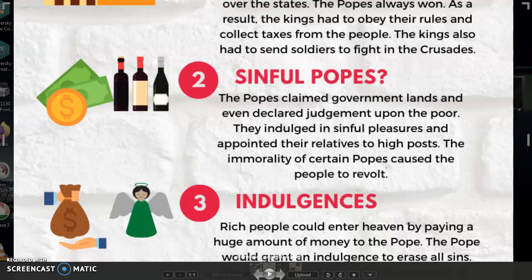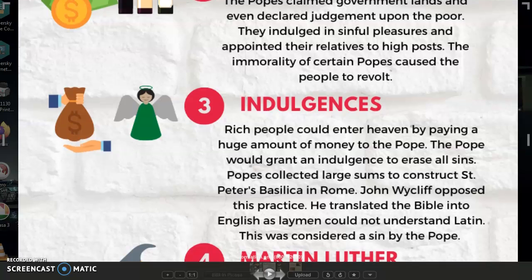Point number 3. Indulgences. What were indulgences? It was a system invented by the popes wherein rich people could enter heaven by paying a huge amount for their sins. So, they were forgiven and they were accepted into heaven. Then what about the poor? Indulgences erased all sins, depending upon the money given by the people. A low amount meant a little bit of sin that was forgiven.